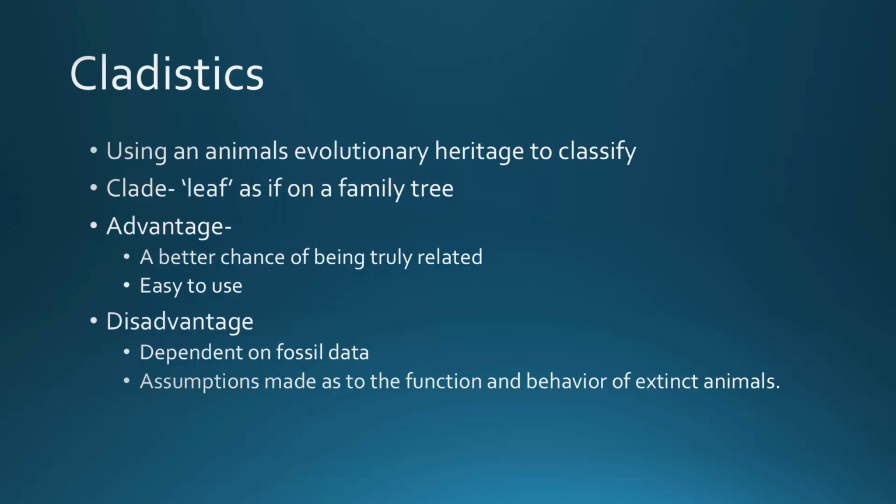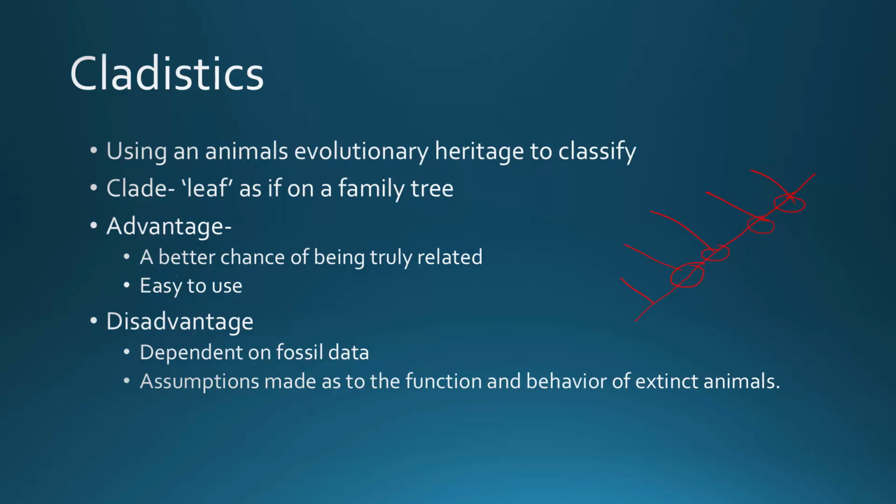Cladistics. We will spend the most time in cladistics in our unit and in 8th grade. Cladistics is a study, and it's using an animal's evolutionary heritage to classify. We have a clade, which is a leaf, as if on a family tree. So as an example, this would be a clade, and these would be organisms. And then these events would be advancements, mostly physiological advancements. So we'll go through several examples of these here in a second.